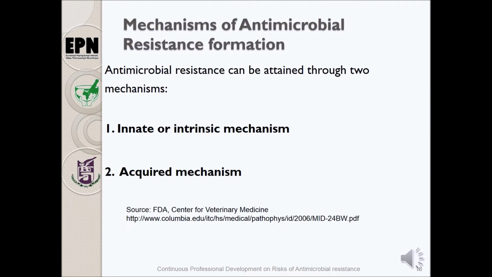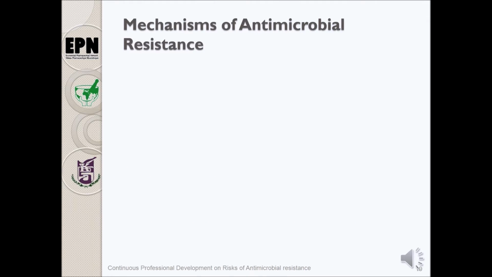The second mechanism is acquired, and this involves the transfer of resistant determinants or genes that are borne on plasmids or bacteriophages and other mobile genetic material. And the transfer of this genetic material occurs through conjugation, transformation, and transduction pathways. And we are going to look at each of these.